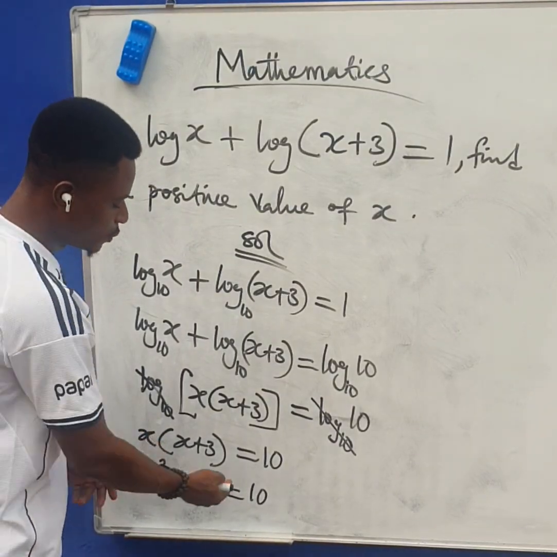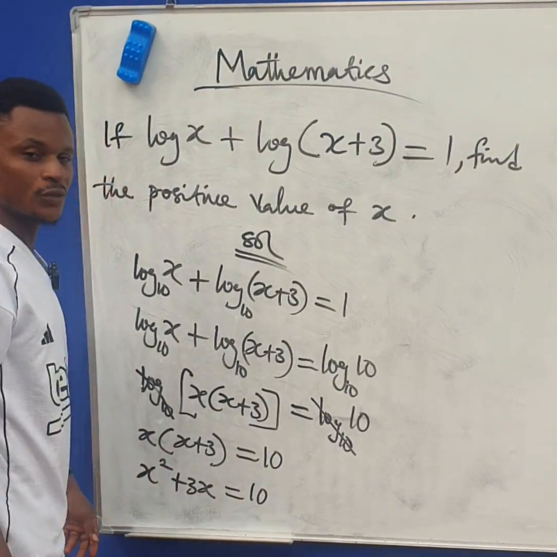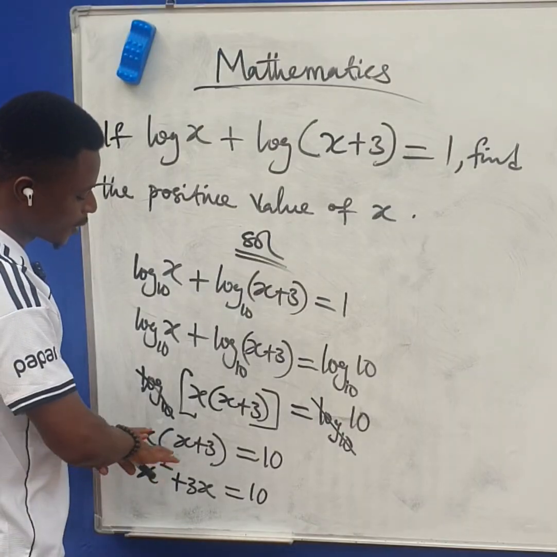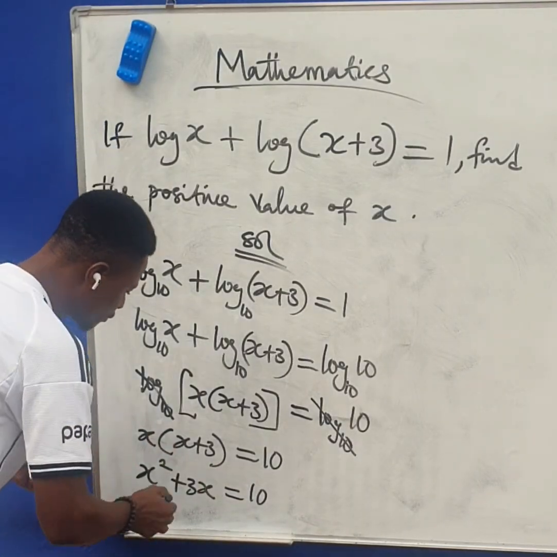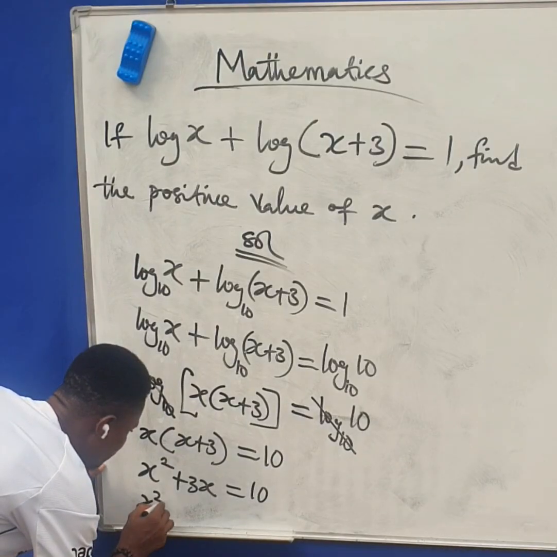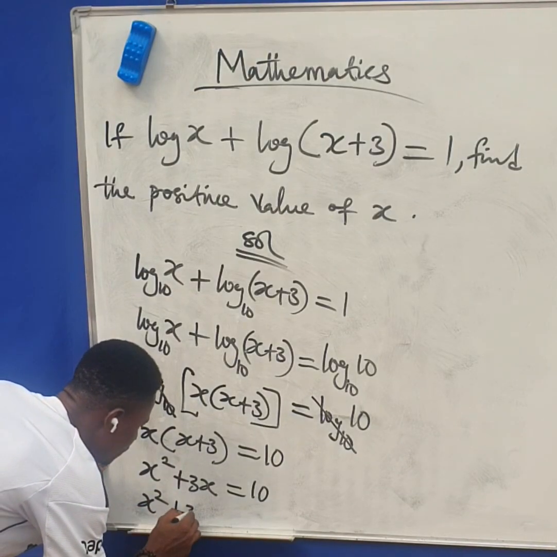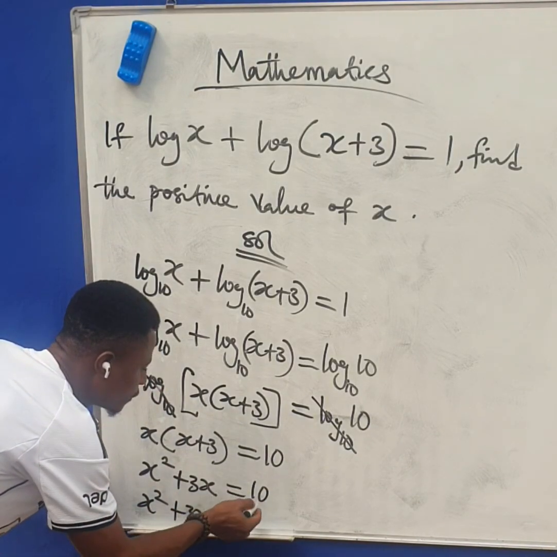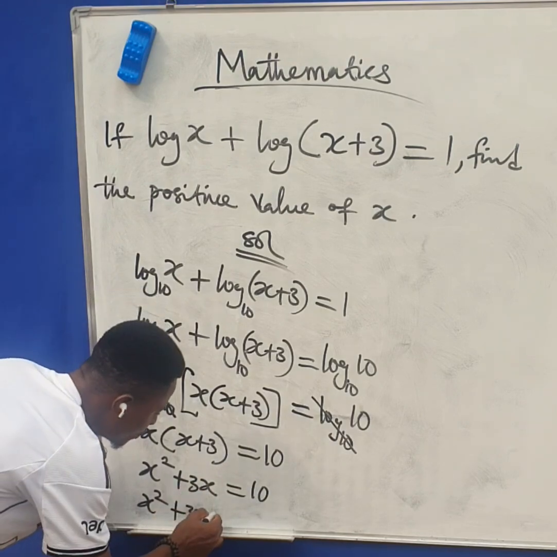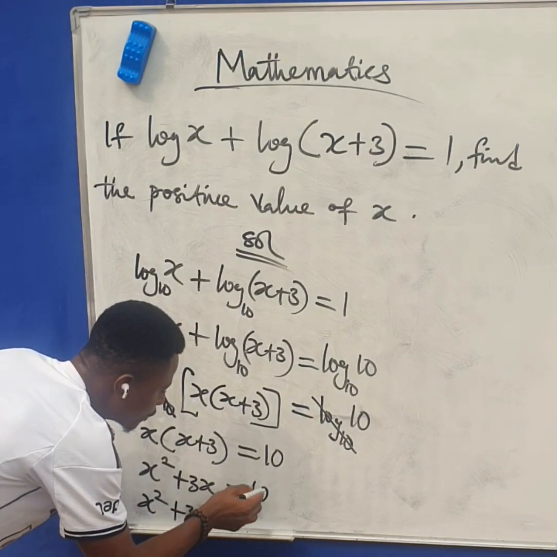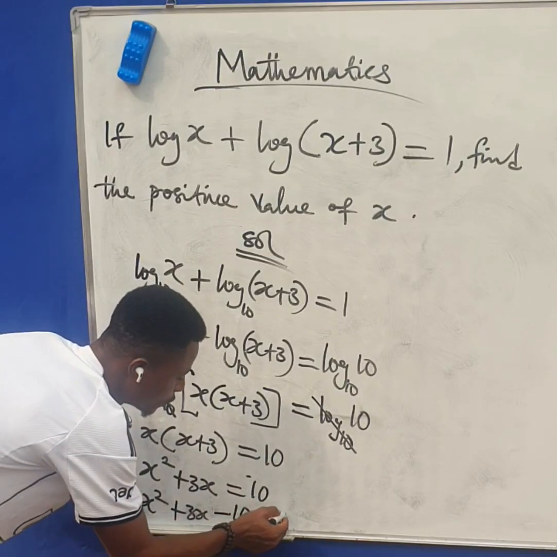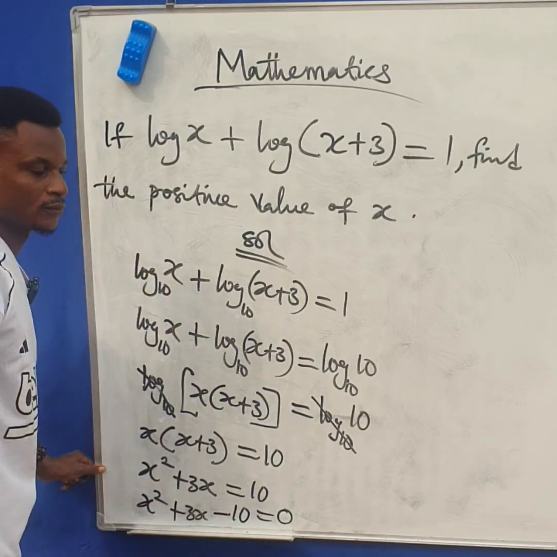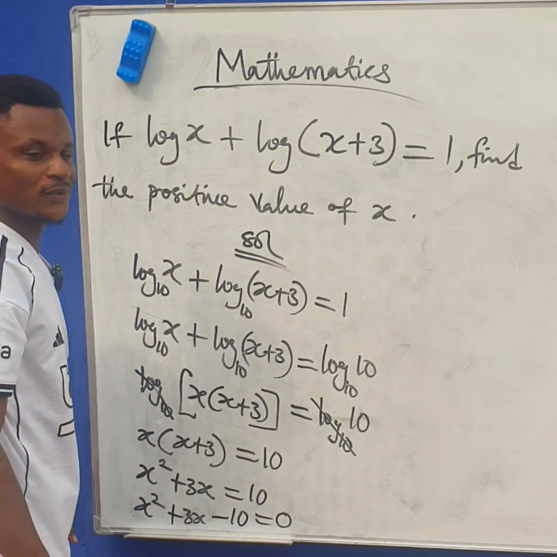The next thing we are going to do is to move this 10 to the other side of the equation because we have a quadratic equation now. So let us move this 10 to this side. We are going to have x squared plus 3x. When this positive 10 crosses to the left-hand side, it changes to negative 10. And because this 10 has left this place, nothing is there again, so we put equal to 0. I hope you are following.